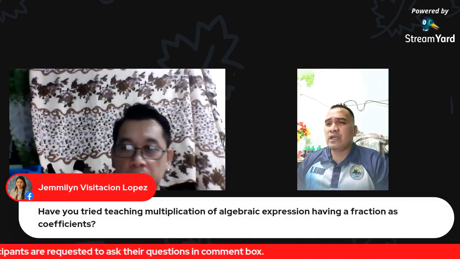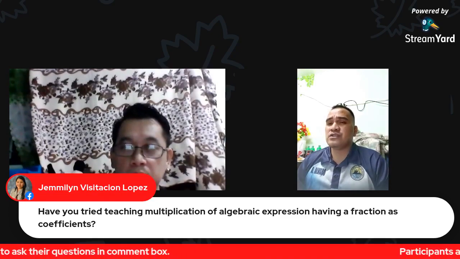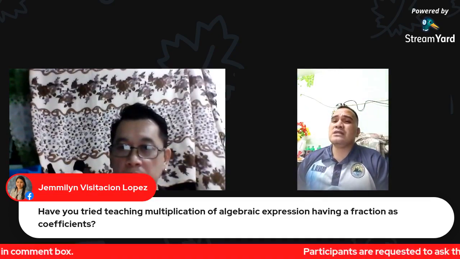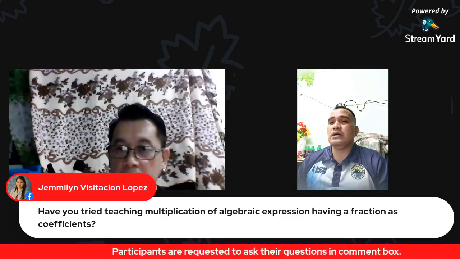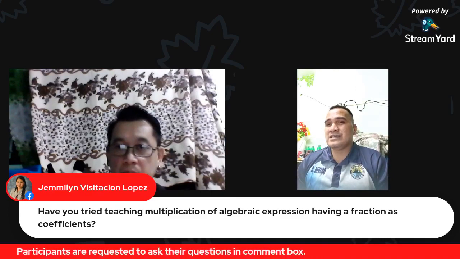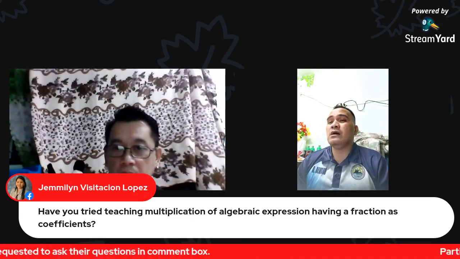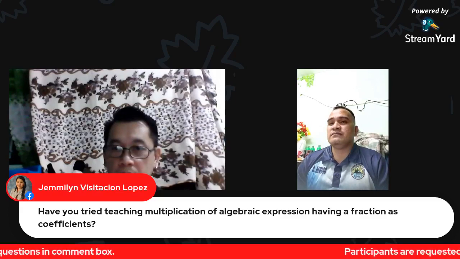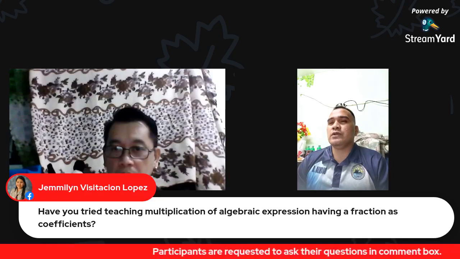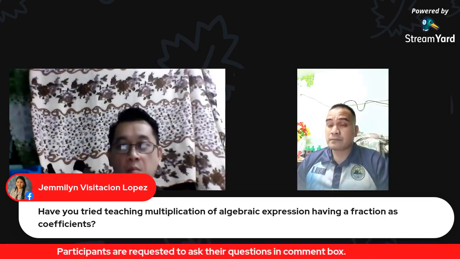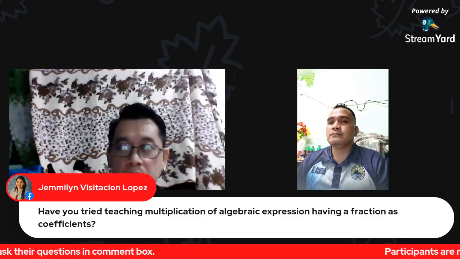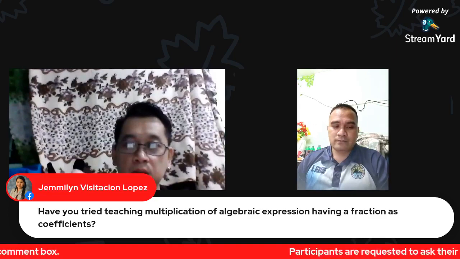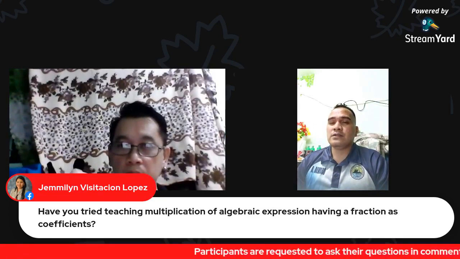Object: try teaching multiplication of algebraic expressions having a fraction as coefficient. So this is not applicable for fractions, since we are just representing it with lines. So this is only for whole numbers. Other questions?